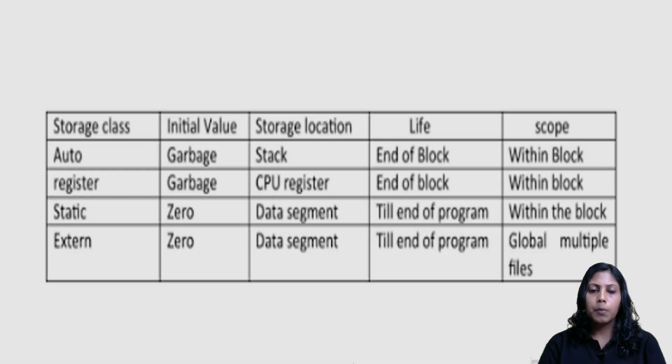So far we have discussed the auto storage class, register and static. For auto and register, we saw that the initial value was garbage. The storage location for auto was the stack, and for register it was the CPU register. For static, we discussed the static local variable and the static global variable.